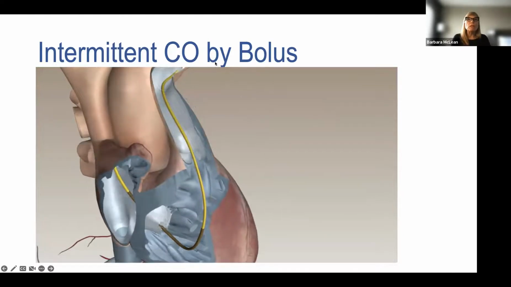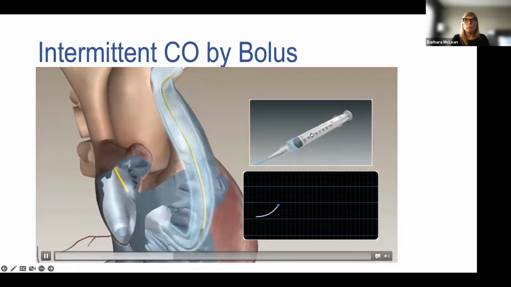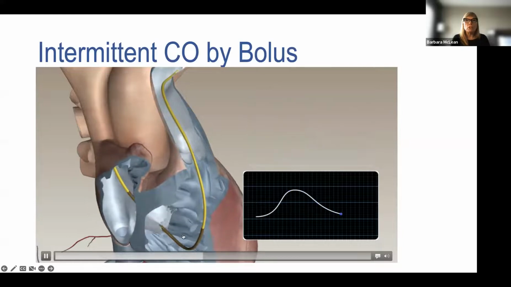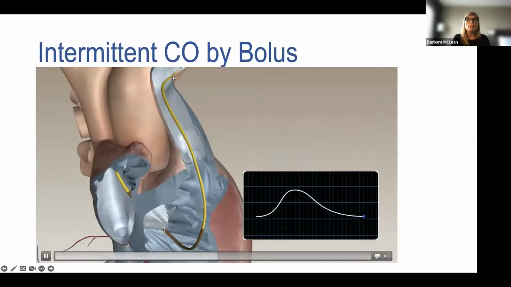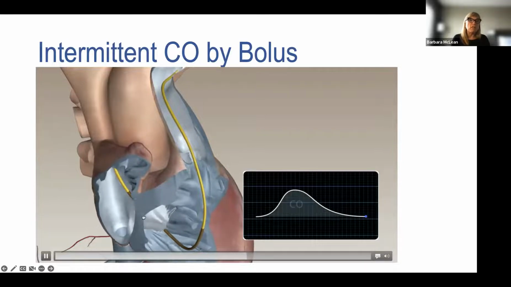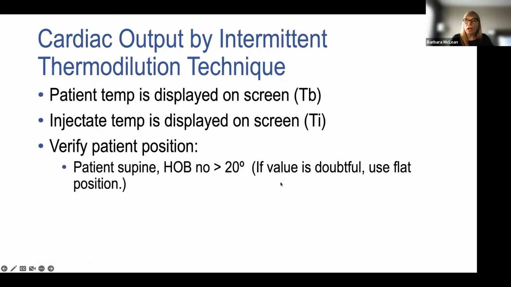So this is intermittent cardiac output. Here is my proximal injectate. I'm pushing in 10 cc's of fluid into the RA, change the temperature in the RV, and the temperature change is measured at the tip. Now, the catheter you're seeing here is an advanced catheter because they could only afford to make one video, but it's a thermal dilution by injectate.